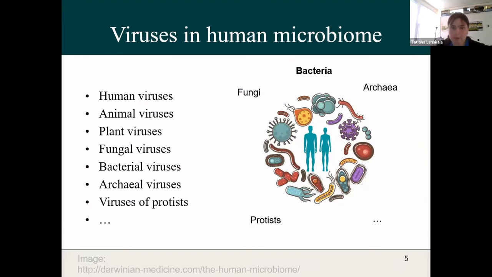And each category of these organisms has their own viruses. And in microbiome, we have a mixture of human viruses, animal viruses, plant viruses, fungal viruses, bacterial and other viruses. And all of them can alter the state of this microbiome. So make sure when you talk about microbiome, you keep all this hidden complexity in mind.